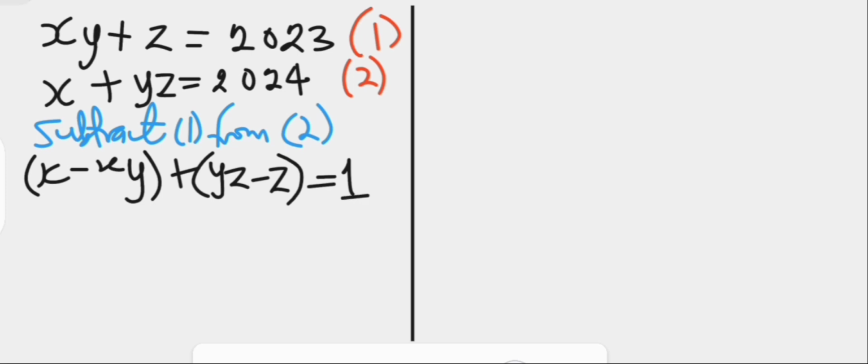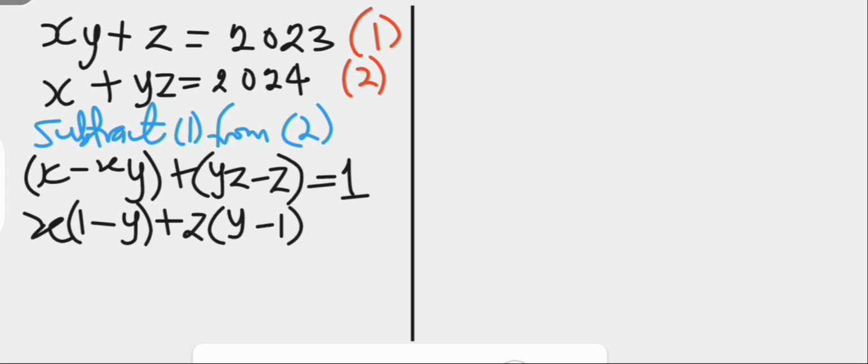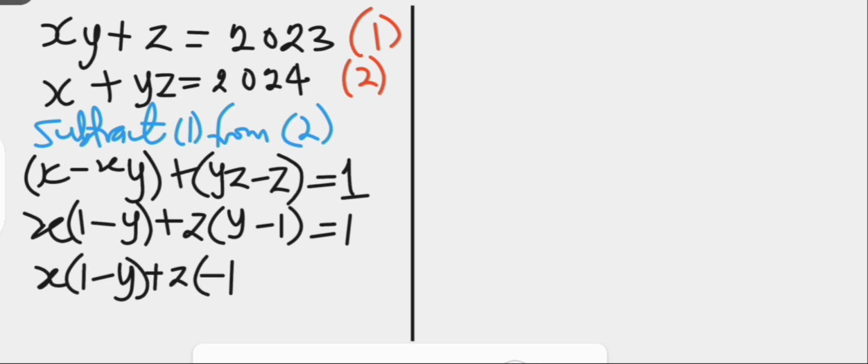And from each grouping, we factor the common factors. So here we have x factored out and 1 minus y in the bracket, plus z factored out in the second with y minus 1 left in the bracket, and that's equal to 1. What we do next is try to make the terms in the bracket the same. So we rewrite the second one, and this becomes x into bracket 1 minus y plus z into bracket minus 1 plus y when we rearrange, and that's equal to 1.